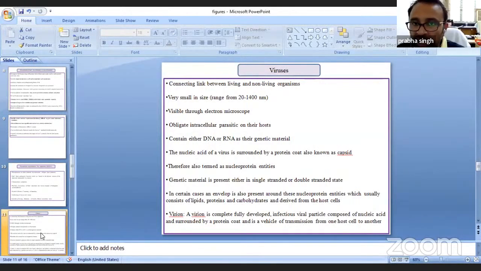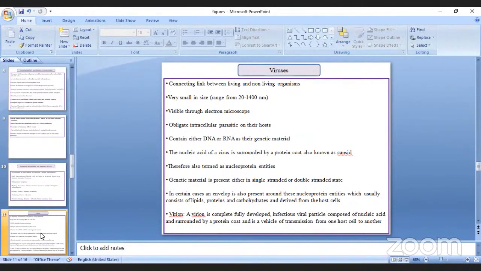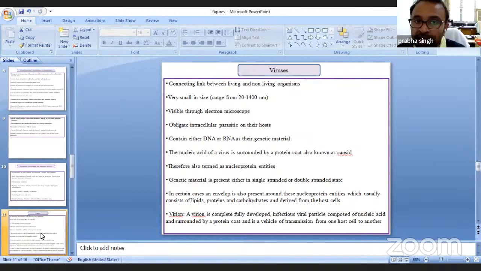Okay, so viruses are very small in size. The range of the size is 20 nanometer to 1400 nanometer. And in order to visualize and determine their size, we need the help of an electron microscope, right? They are obligate intracellular parasites. They need a living cell. They live within the living cell, right? And they contain either DNA or RNA as their genetic material, right? Either DNA is the genetic material or RNA is the genetic material.